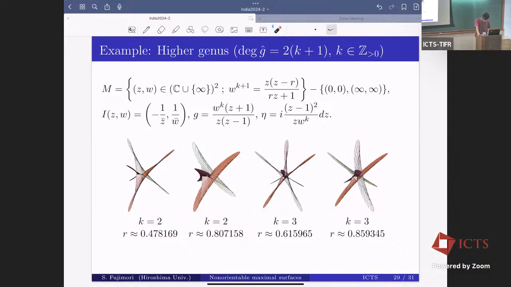I don't know how to see the picture, but anyway, we have two solutions, and likewise for k equals 3. With Mathematica, we can compute the numerical values of R, two values. So always between 0 and 1, we have two solutions.